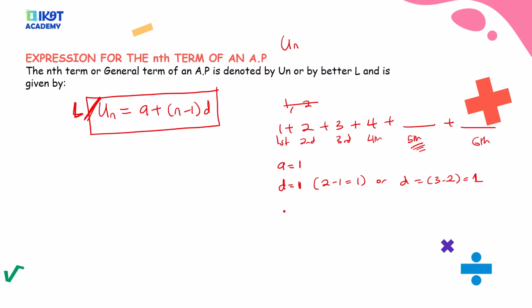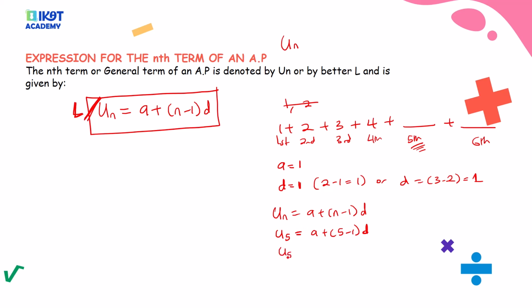So if I want to find the fifth term, my formula is Un = a + (n - 1)d. So here I have U5, the fifth term. U5 is going to be equal to a + (5 - 1)d. This n is representing the position, the nth term, the fifth term. That's what it means. So if I want to find U5, it's going to be equal to this.